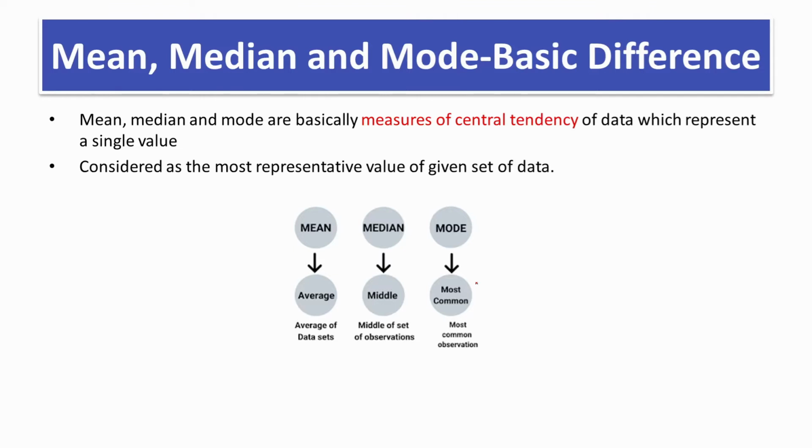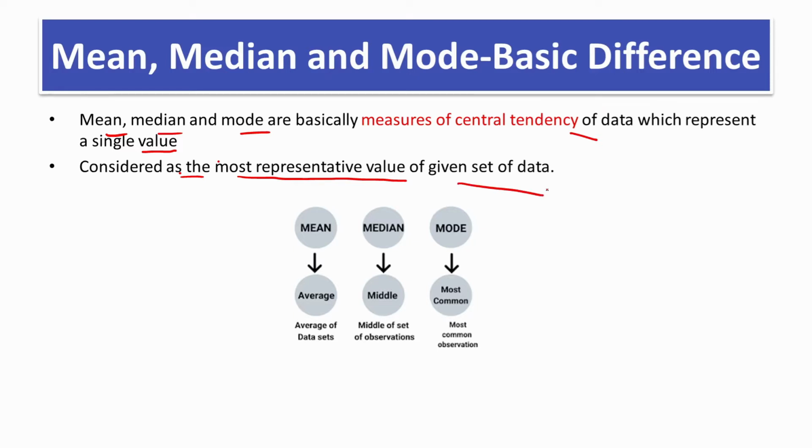Basically, central tendency shows the tendency of some central value around which your whole data tends to cluster or move. So basically we have three measures of data: mean, median and mode. These are the three measures of central tendency of data which represent a single value, and it is considered as the most representative value of a given data set. So only a single value represents your whole data, that is mean, median and mode.